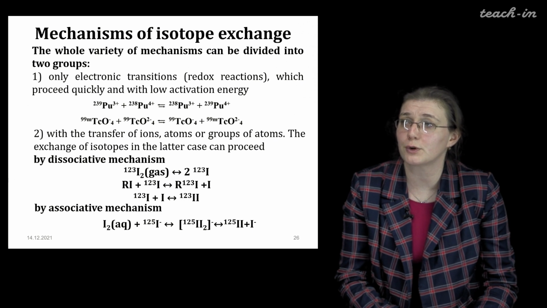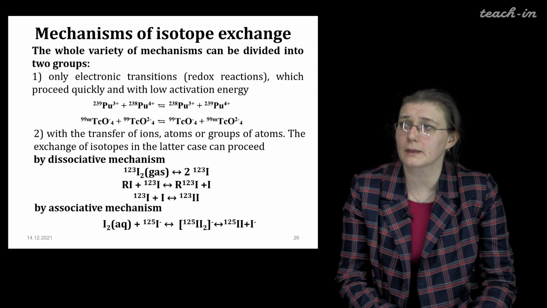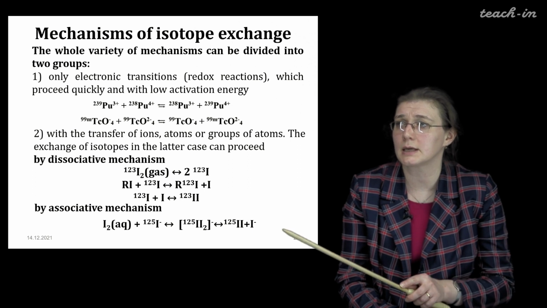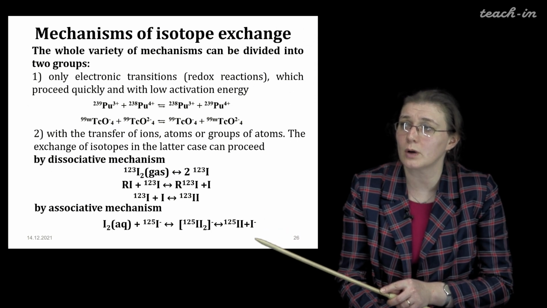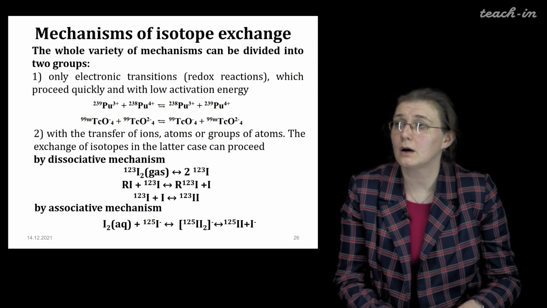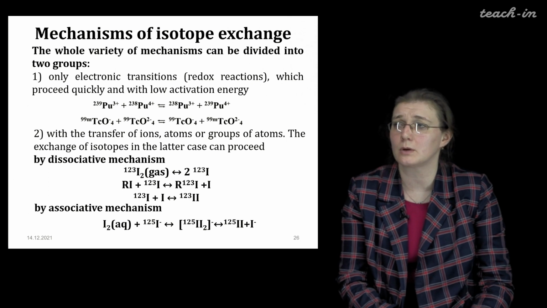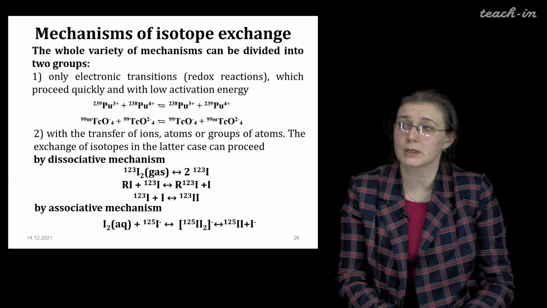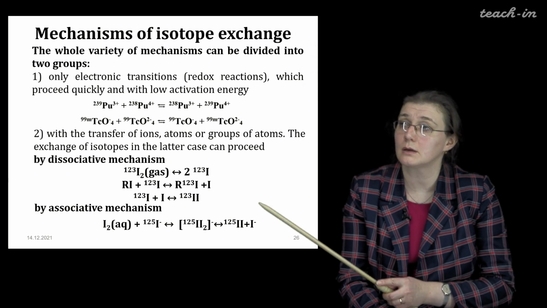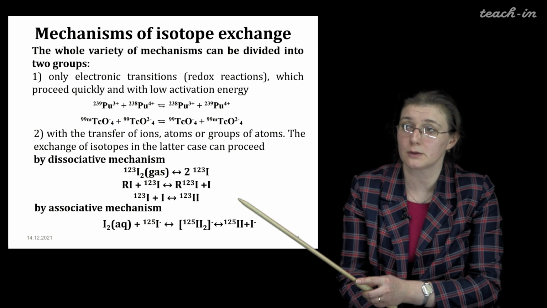The other mechanism, which is used for synthesis of biological molecules, for example, includes the transfer of ions, atoms, or groups of atoms. The exchange of isotopes in the latter case can proceed by a dissociative mechanism or an associative mechanism. So the first reaction is an example of iodine introduction into an organic molecule, I mean an organic molecule that contains iodine which is not radioactive.